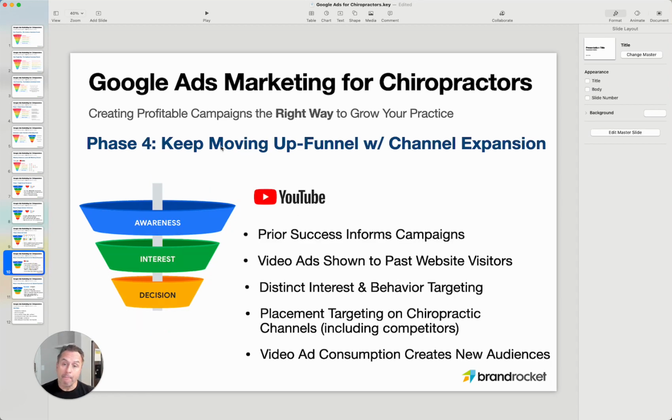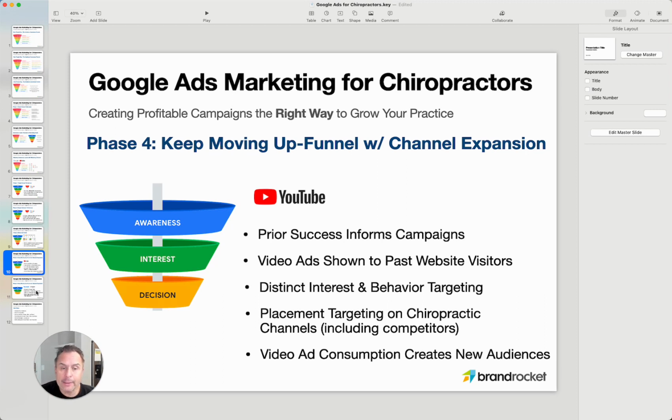So phase 4, keep moving up funnel with channel expansion. So now we're talking about YouTube, other types of ads, display ads that will go across the internet. The Google Display Network is vast. It's something like 94% of the internet. So once you've dominated search, you can start moving up into display and finding other audiences that are just like your core audiences that have converted into patients. And it's really a powerful way, and quite magical if it's done correctly, to see those numbers continue to go up and scale over time, okay?